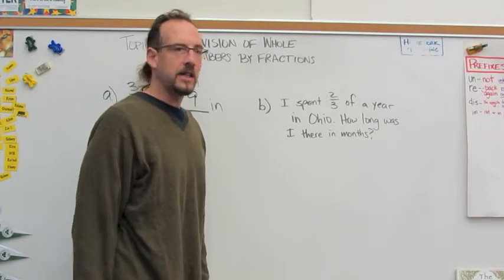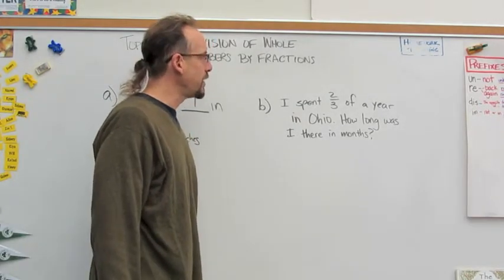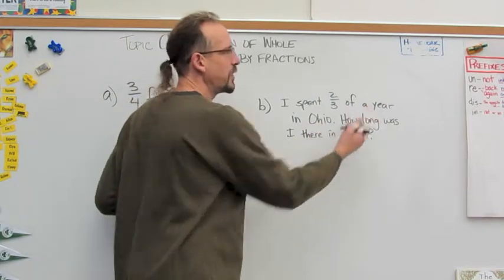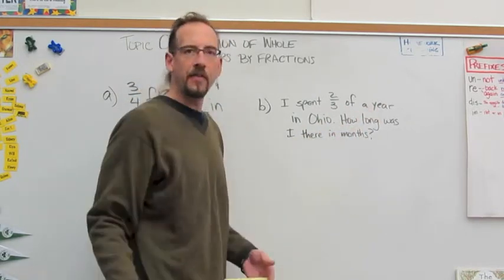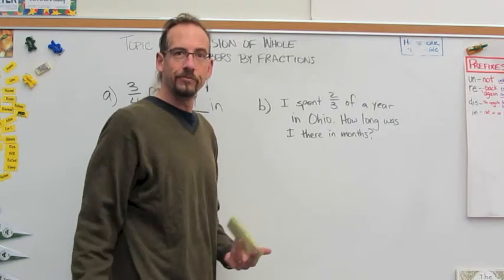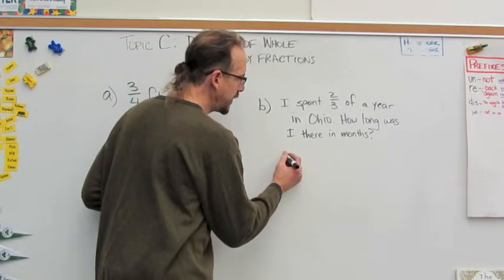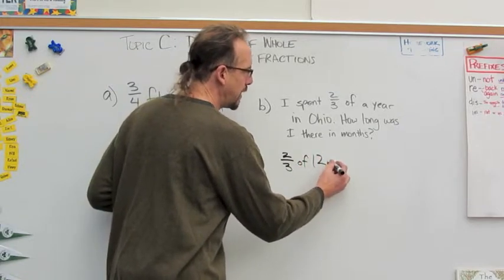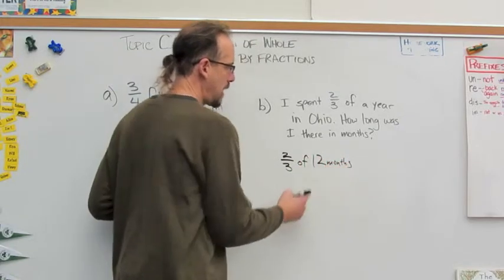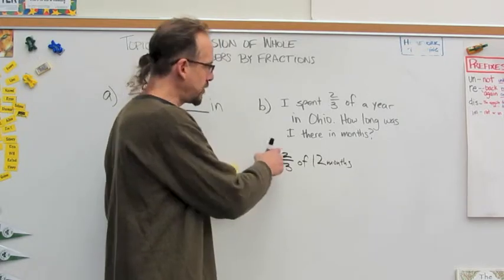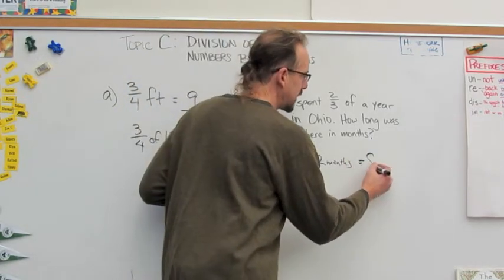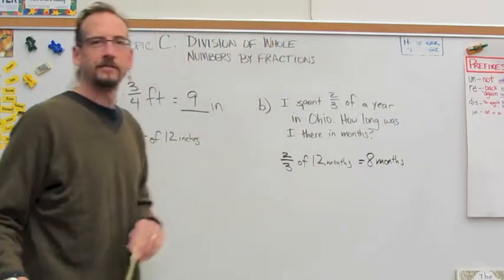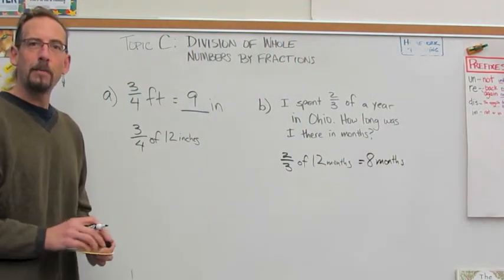Another problem would look like this. I spent 2/3 of a year in Ohio. How long was I there in months? Again, that's 2/3 of a year, but let's convert the year to months. How many months are in a year? 12. So this is really asking for 2/3 of 12 months. And 12 divided by 3 is 4, times 2 would be 8. I was in Ohio for 8 months. And that'll wrap up topic C.